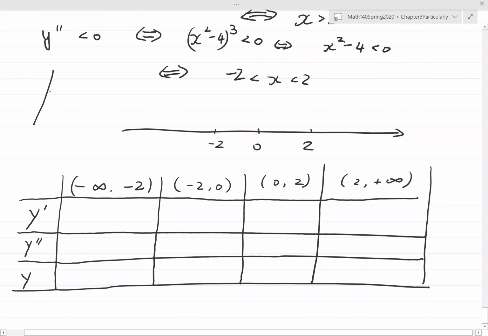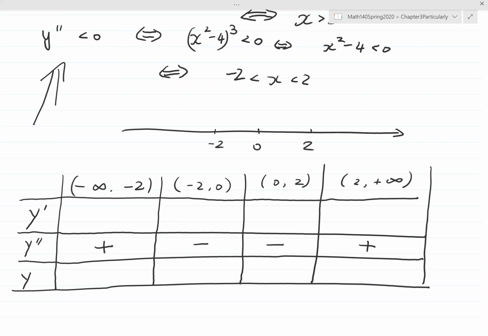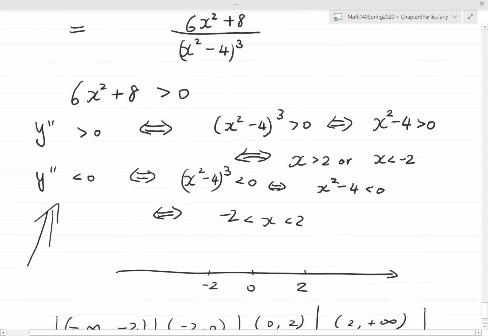Now we know the second derivative is less than 0 when x is from negative 2 to 2. So this is negative. Okay, so we are done with that. The remaining, the complement, is actually positive. So we are done with the second derivative. Now let's see what the first derivative is.